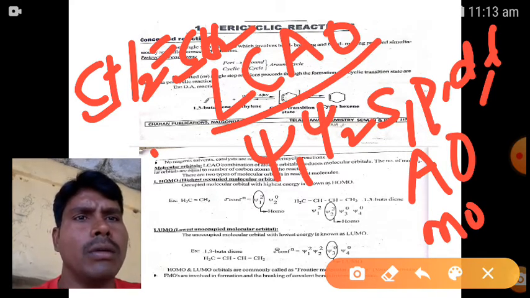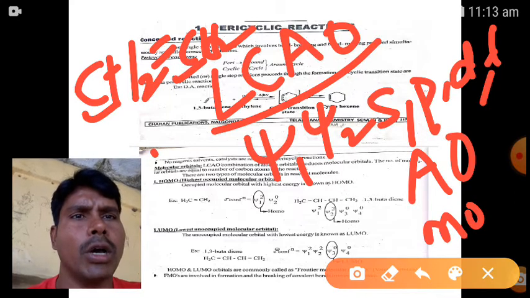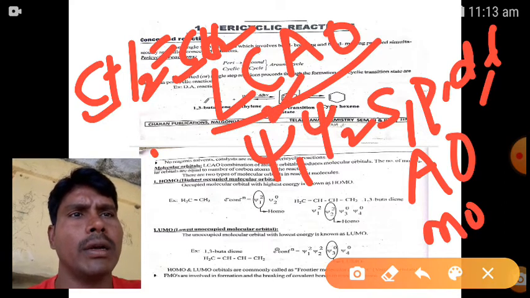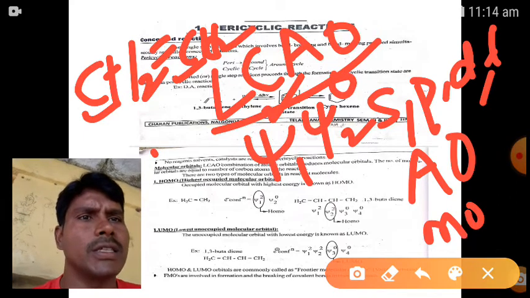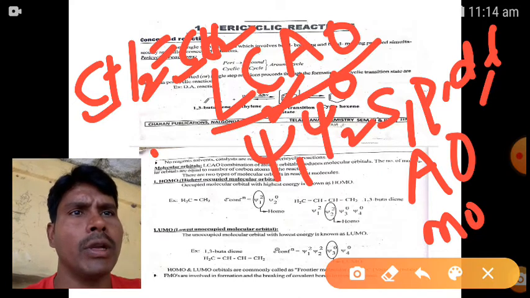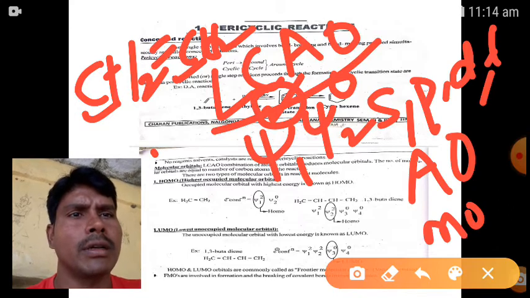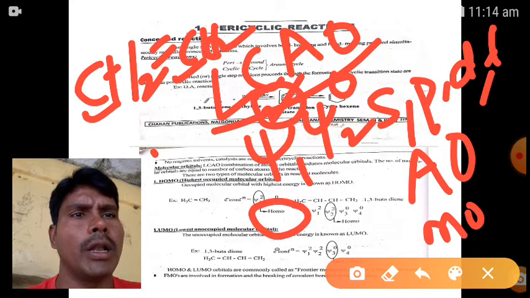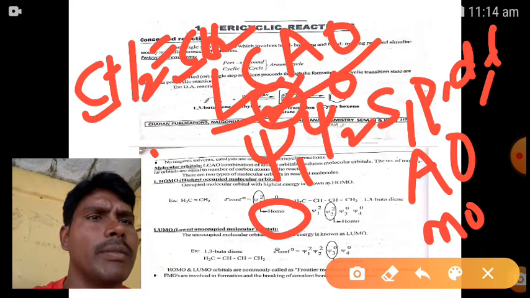Here one pi bond is there between two carbons. One pi bond is equal to 2 pi electrons. Each molecular orbital holds 2 electrons. So psi 1 has 2 electrons, and the remaining molecular orbital psi 2 has 0. The highest occupied molecular orbital here is psi 1. Psi 1 is also called the HOMO, the highest occupied molecular orbital.